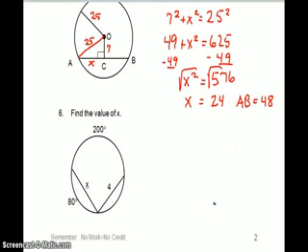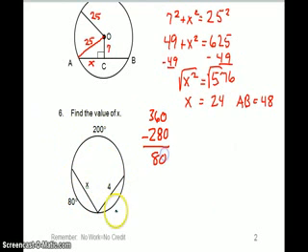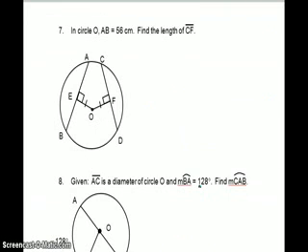Number 6. Find the value of x. Okay, well, we've got 200 here. We've got 80 on this side. So let's find out what this arc is over here. So we know we've got 280, and we'll subtract that from 360. It gives us 80, so this arc over here is 80. Since these arcs are the same, these pieces are going to be the same, so this is just going to be 4 right there. So x equals 4. That's number 6.